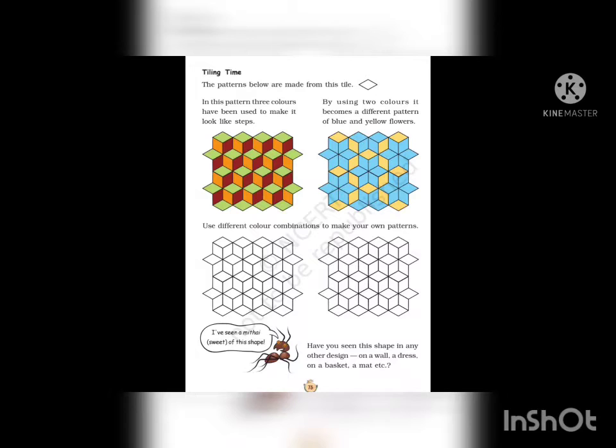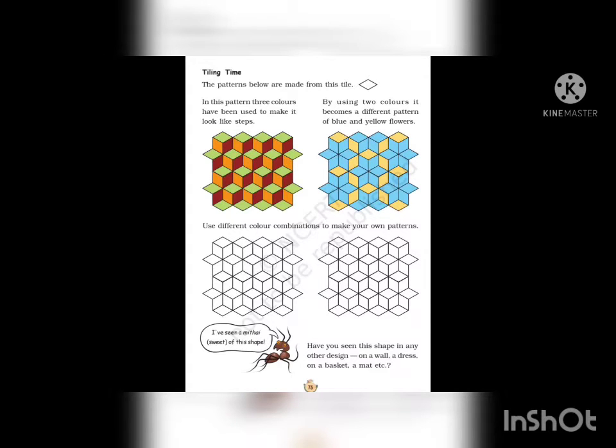Okay, next, by using two colors it becomes a different pattern of blue and yellow flowers. So here also two different types of colors are used to make the pattern of blue and yellow, and it looks like a flower.